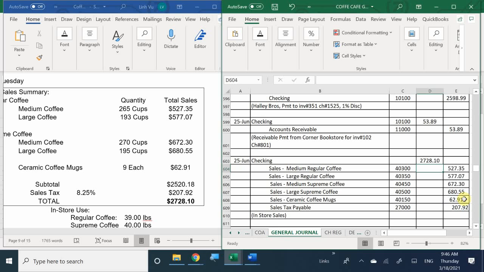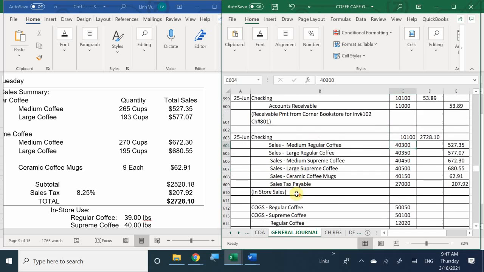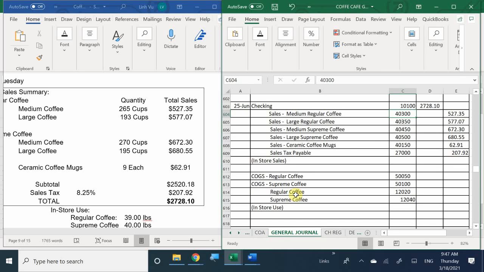I should get 2728.10. Yes, 2728.10 is correct. All right, I'm going to fix this real quick. My checking account is 10,100. Okay. All right, those are my in-store sales. So now what?